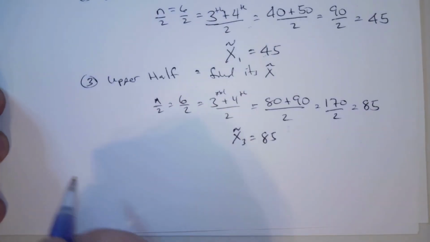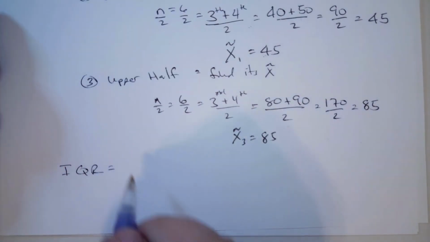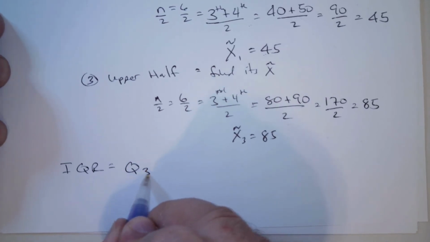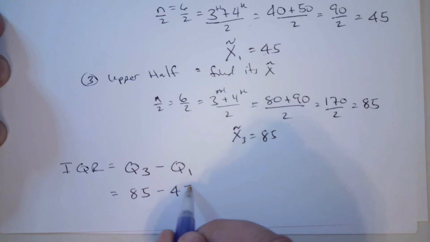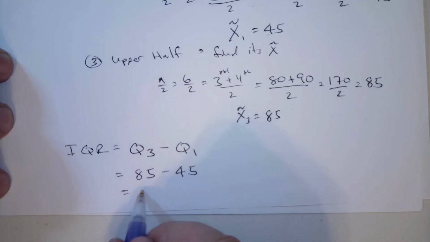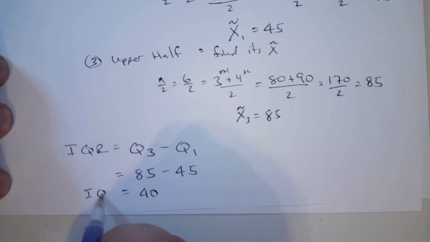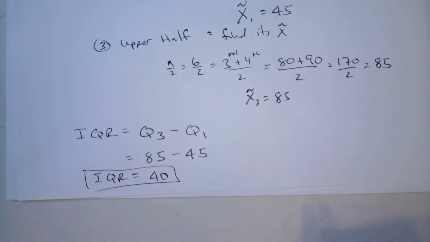Now, the IQR, the formula for the IQR is the third quartile minus the first quartile. So it's 85 minus 45. So the IQR is 40. That tells us the spread of the averages of both sides. Or the medians of both sides, I mean.